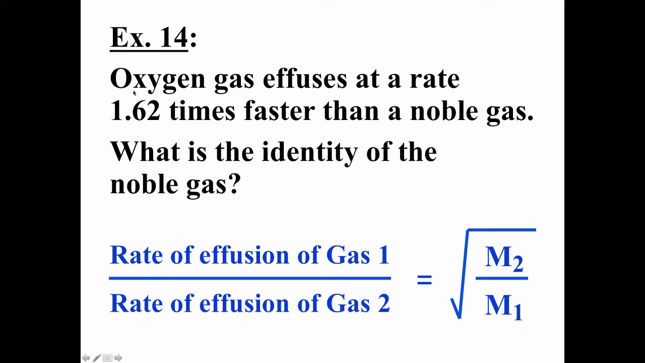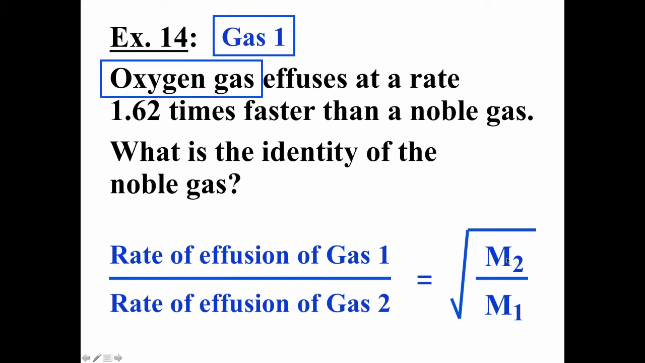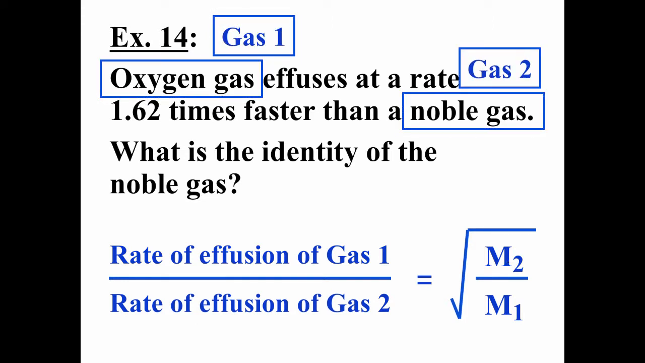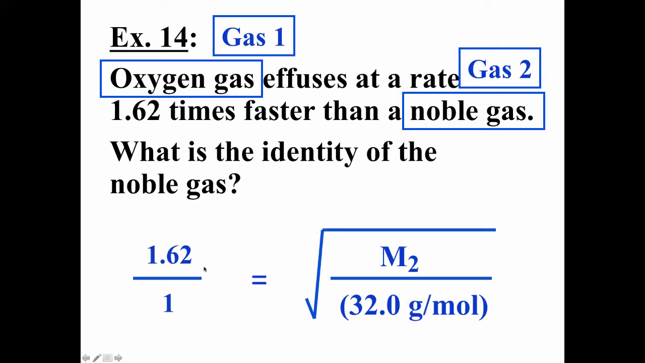So suppose we have oxygen gas effusing at a rate 1.62 times more than some noble gas. Well, what we know then is the noble gas is going to be heavier than the oxygen gas because it effuses at a slower speed. And we also know that the rate of effusion of one gas compared to another is equal to the square root of the ratio of their molar masses, but inverse. And in this case, let's call oxygen gas gas 1, and the noble gas we're trying to find gas 2. And so the rate of effusion of oxygen, gas 1, is 1.62 times the rate of effusion of the noble gas, gas 2. So we have 1.62 over 1. That's the ratio of their rates of effusion.